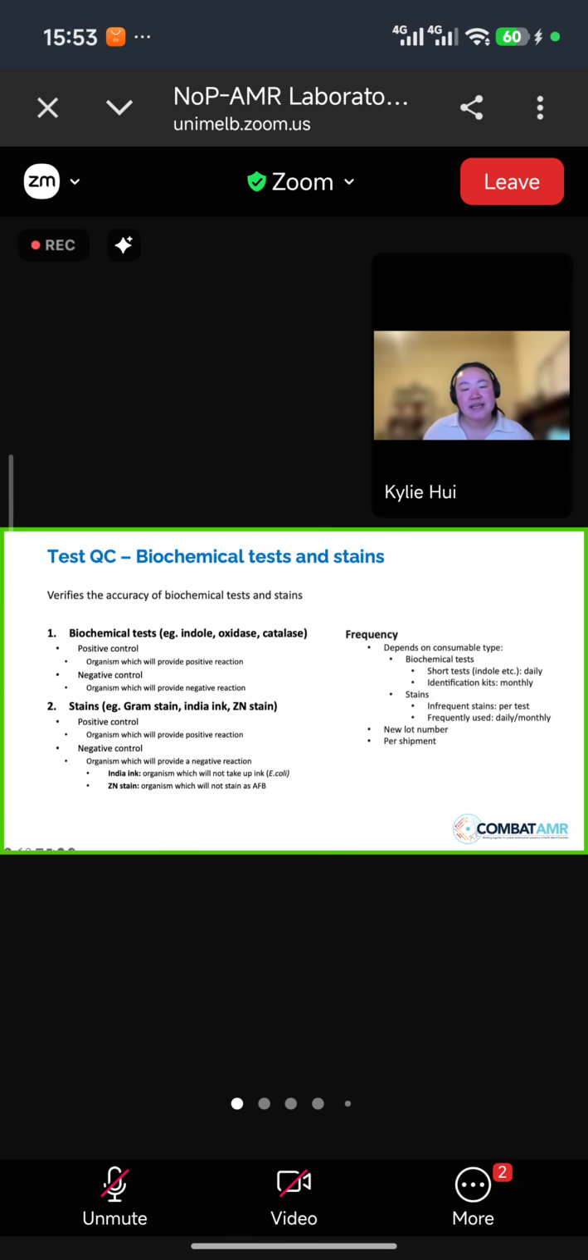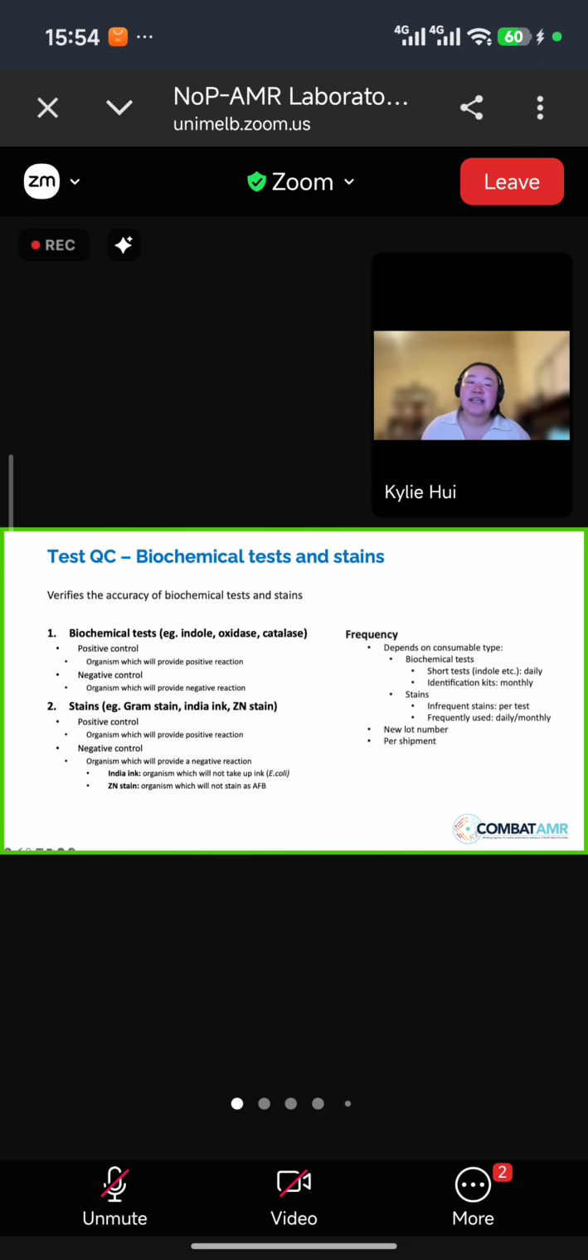Whenever you create media or reagents, there should always be a batch number associated with whatever you're making, and that batch number should always be associated with the same expiry date. That way you can trace whether something works or something doesn't work.